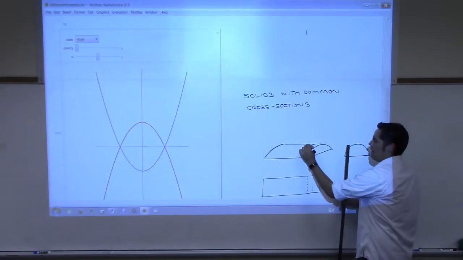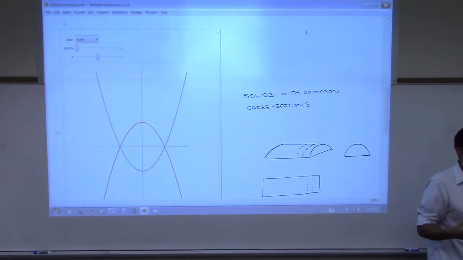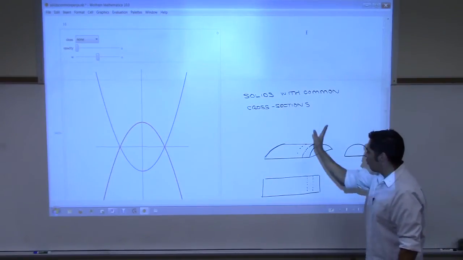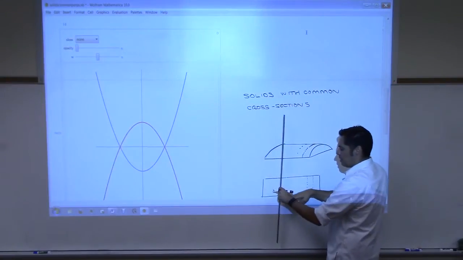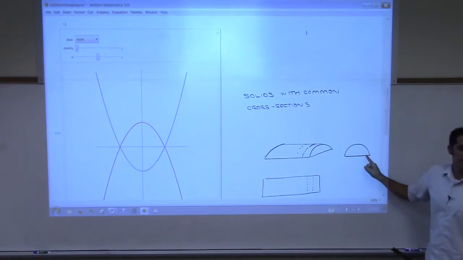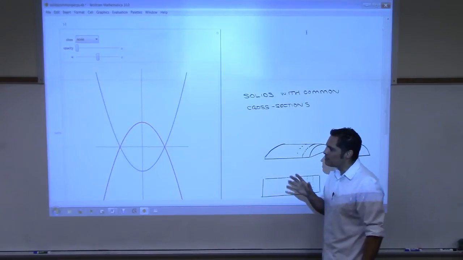if I cut it further back and took a look at that cross section, it would also be a semicircle. For this particular solid, no matter where I cut it, as long as my cut is perpendicular to this side, every single cross section will look like this. So they all have a common cross section of a semicircle. Would you agree? That's kind of what we're going to do here with a slight exception.